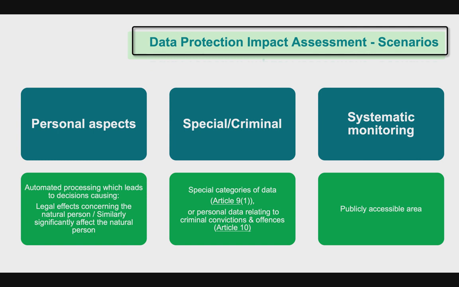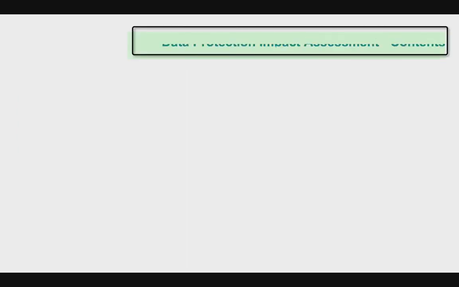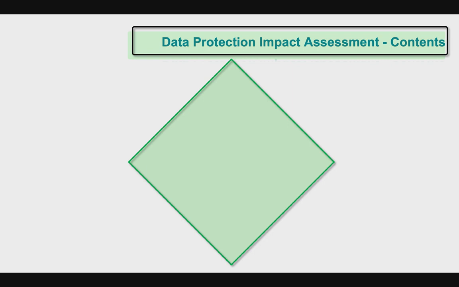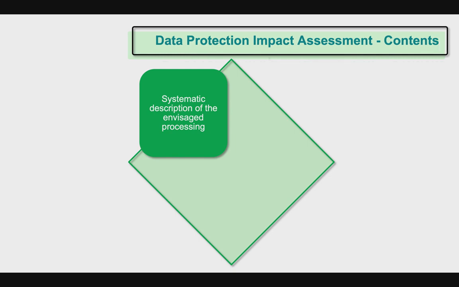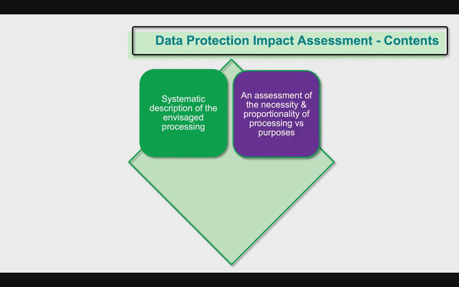Now that we know when the assessment is most likely to occur, let's talk about the main elements of the assessment. The assessment shall contain at least a systematic description of the envisaged processing operations and the purposes of the processing. It should include where it will be applicable and the legitimate interest pursued by the controller. The next thing that should be present is an assessment of the necessity and proportionality of the processing operations in relation to the purposes.